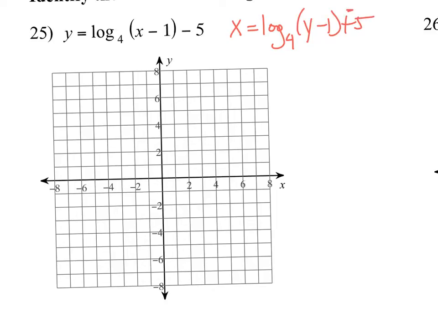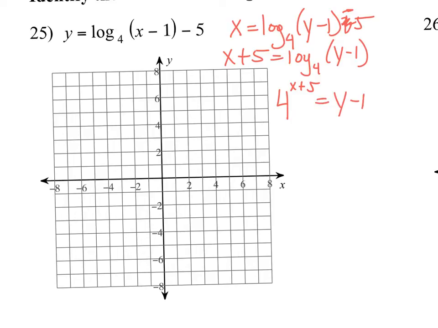I'm going to minus 5. I'm going to add 5 to both sides. That's where that plus came from. So it was log base 4 of y minus 1. That means that 4 to the x plus 5 is equal to y minus 1. If I add 1 to both sides, we get y is equal to 4 to the x plus 5 plus 1. From here, I'm going to make a table.